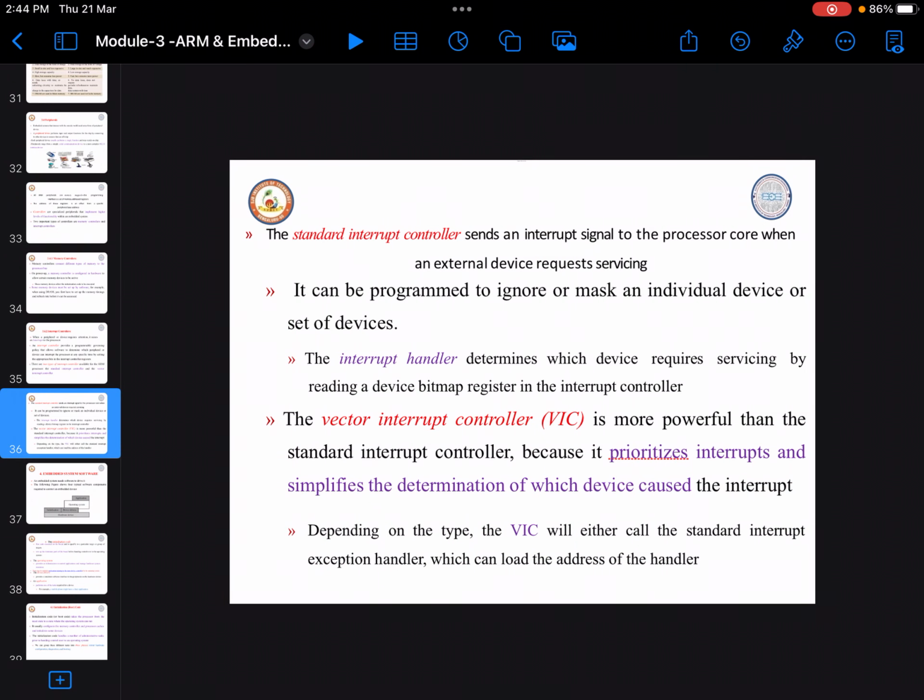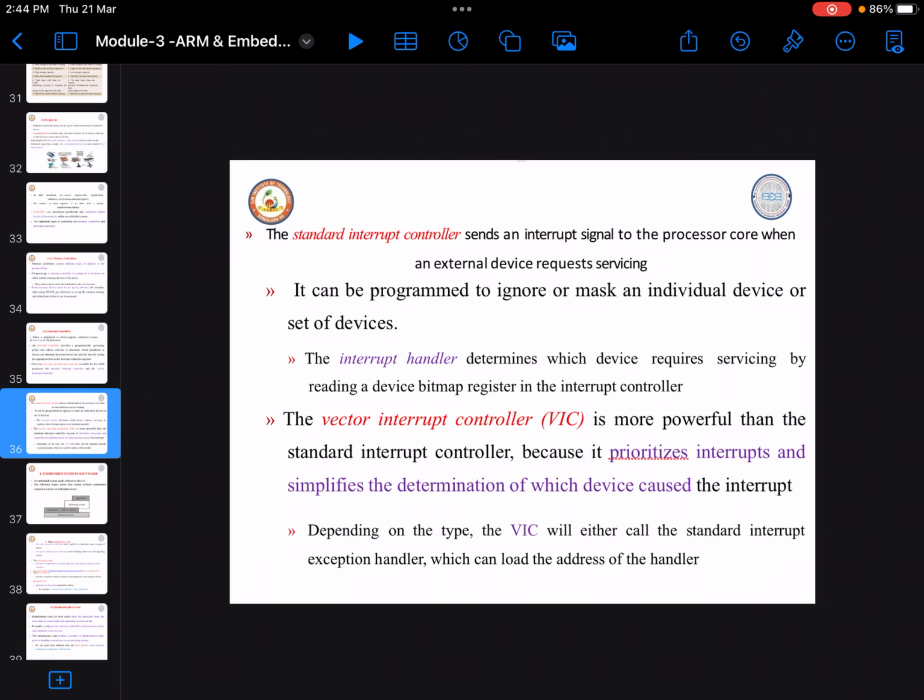In the standard interrupt controller, an interrupt signal is raised to the processor core whenever an external device requests a service. It can be programmed either to ignore or to mask an individual device or a set of devices. You can mask it, that means you can ignore that device. Then a separate interrupt handler determines which device requires service by reading a device bitmap register in the interrupt controller.